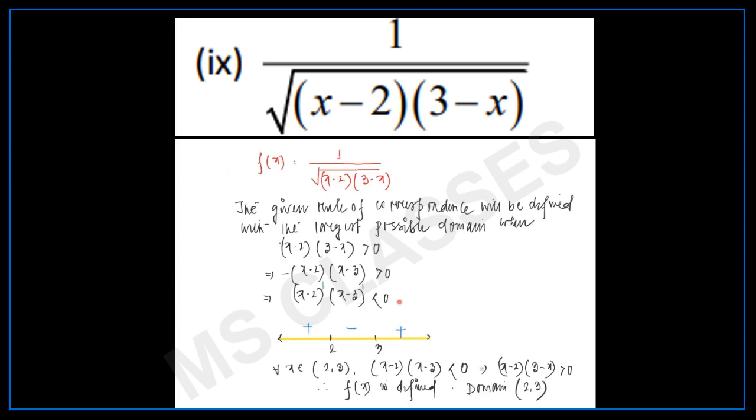See here, at first, the statement which I always tell you: write it this way, that the given rule of correspondence will be defined with the largest possible domain when this whole thing is greater than 0. We have written that greater than 0. Now after that we used the wavy curve method and simply plotted this, and ultimately we have seen that for all x belonging to this interval, it is defined.